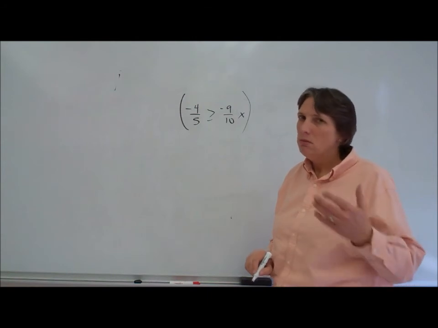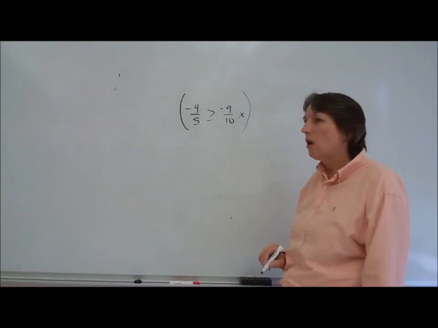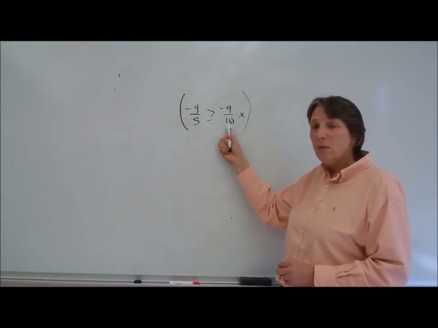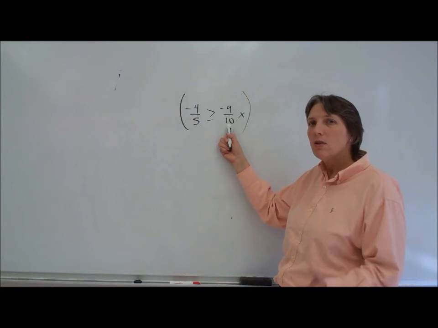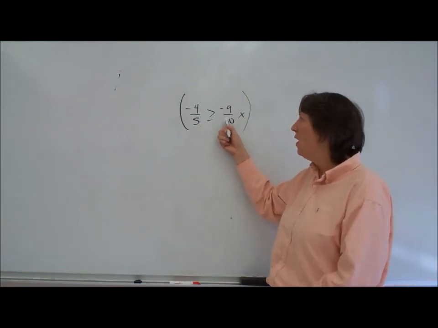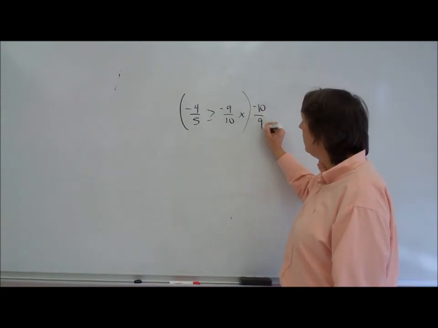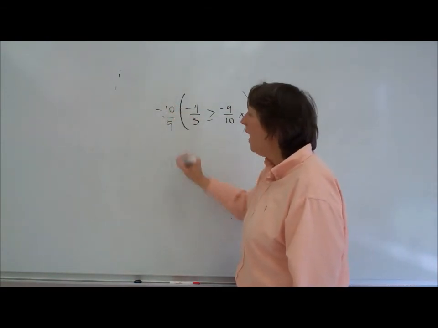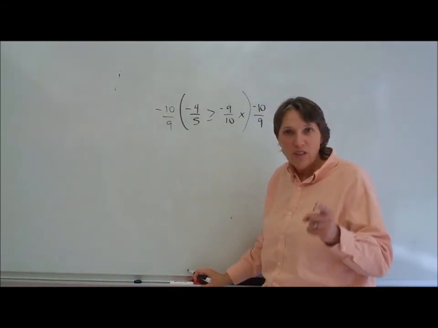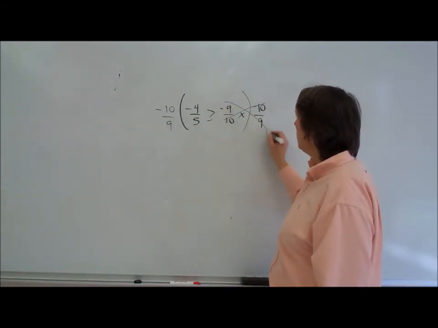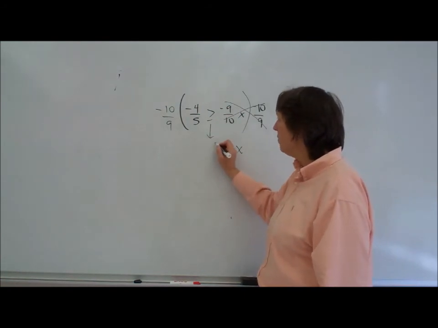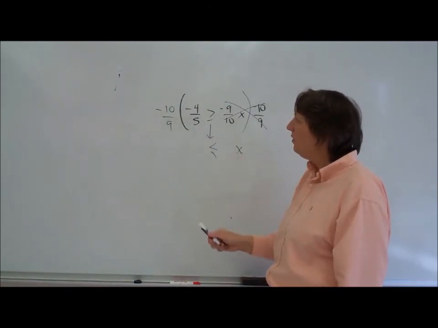Pause the video. See me in a second. All right, let's see how you did. When we multiply both sides, we have to take the reciprocal of the coefficient so that we can get a coefficient of positive 1. Because we need a coefficient of positive 1 with the variable, then we must multiply this by negative 10/9. What happens when we multiply or divide an inequality by a negative number? We flip the sign. So when this happens, this cancels and we're left with a positive 1 coefficient for x. The sign must flip.